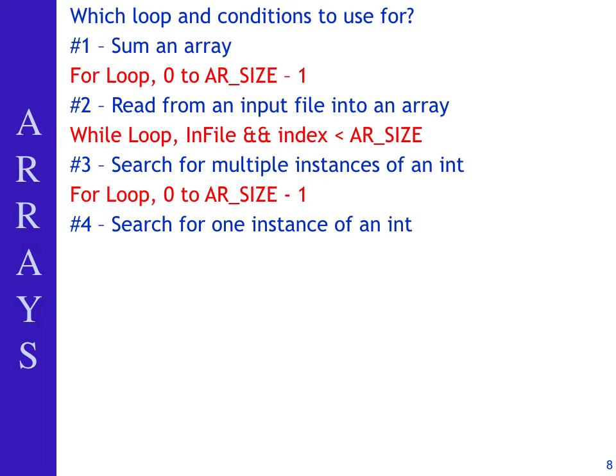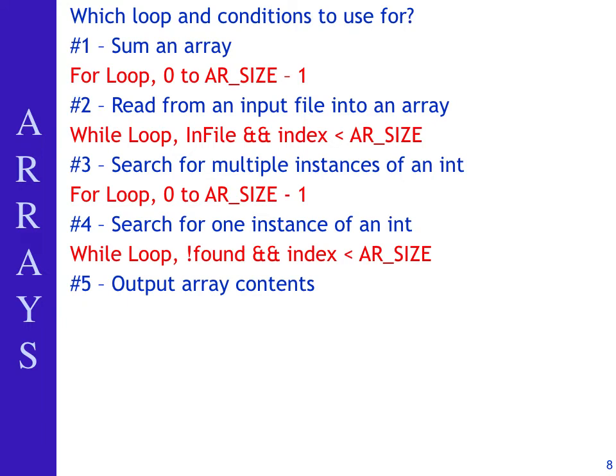Search for one instance in the array. This is a sequential search. That one we know, we use a while loop. We have the found flag if we find the element, or we stop when we reach the end of the array.